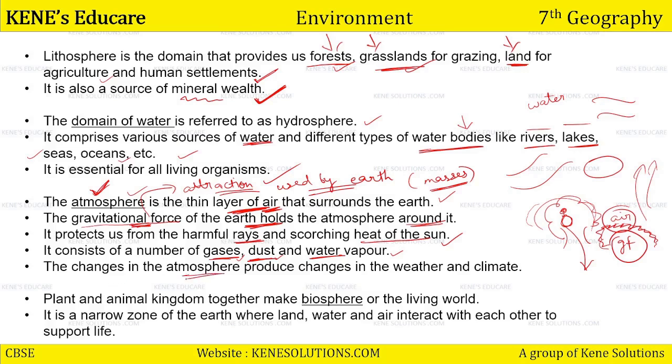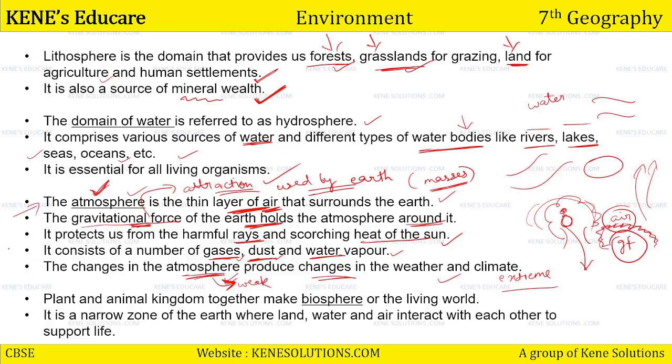The changes in the atmosphere produce changes in the weather and climate. If the atmosphere is weak, weather and climate will be extreme. Why do we face so severe winters and so extreme summers? Because the atmosphere is getting weak. It is getting exploited by human beings, and that is why there is a drastic shift and change in the weather and climate.